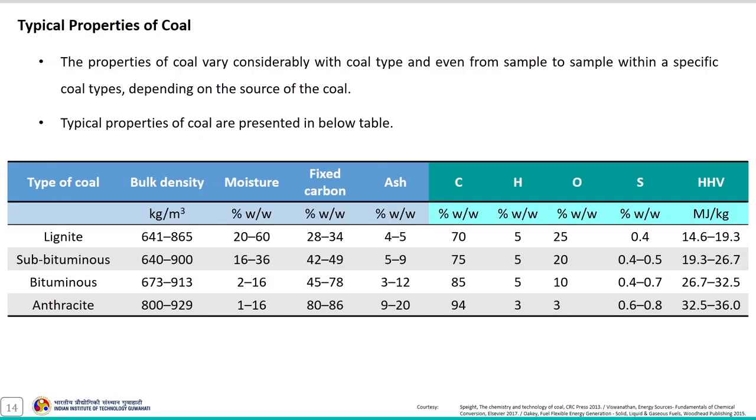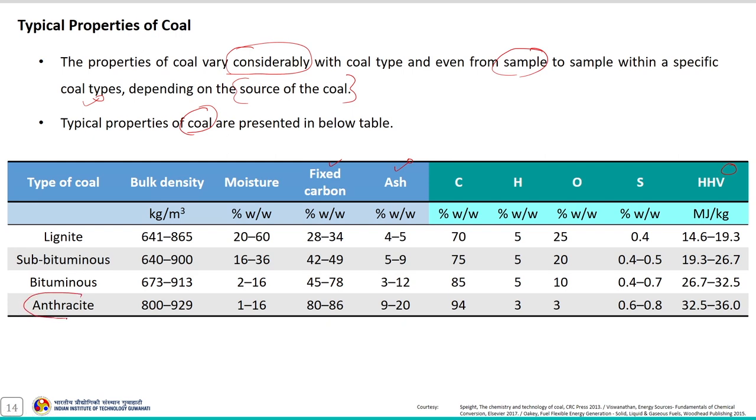Apart from these many properties of the coal, there are certain typical properties of the coal that need to be taken into consideration while ranking the coal sample. And these typical properties of the coal vary considerably with coal type and even from sample to sample within the specific coal types and depending on the source of coal. And these typical properties of the coal are presented in this table here, which shows bulk density, moisture content, fixed carbon content of the sample, ash, and the ultimate analysis as well as the higher heating value.